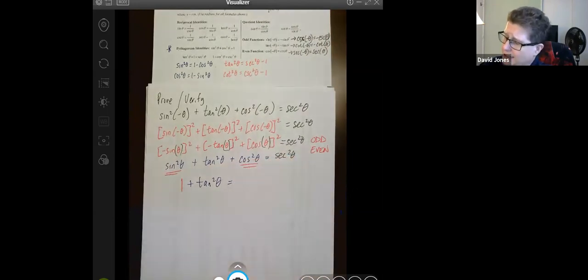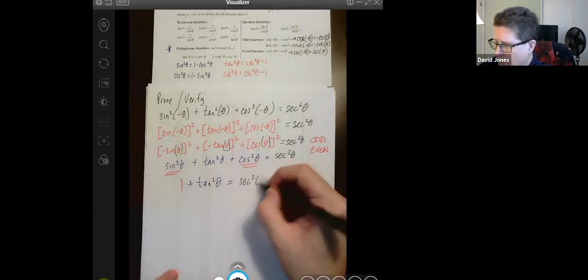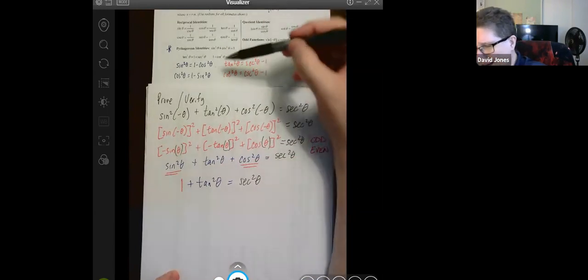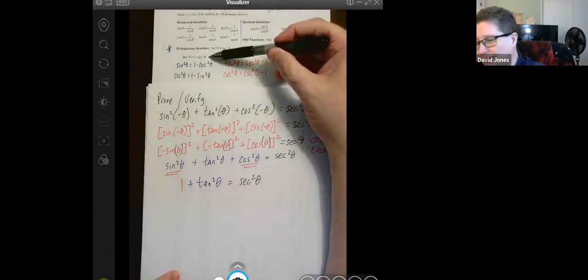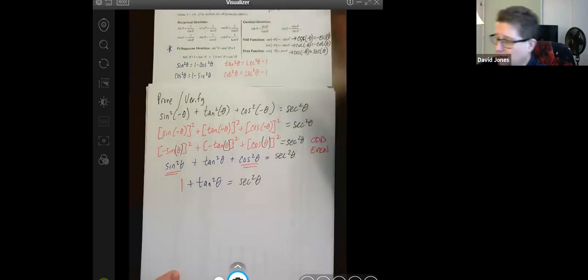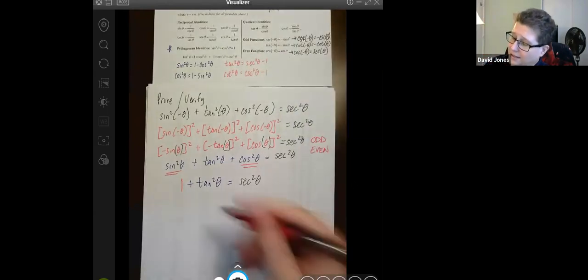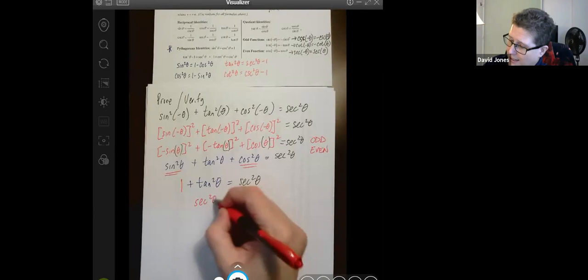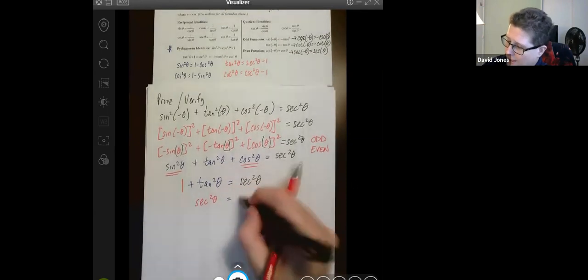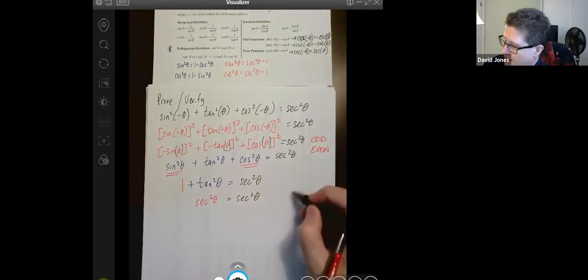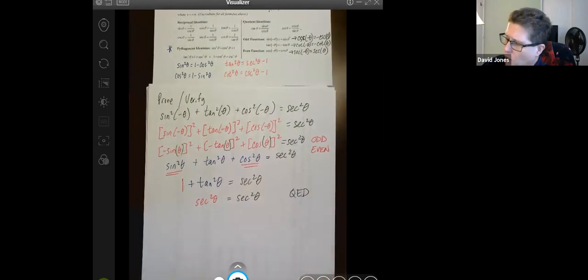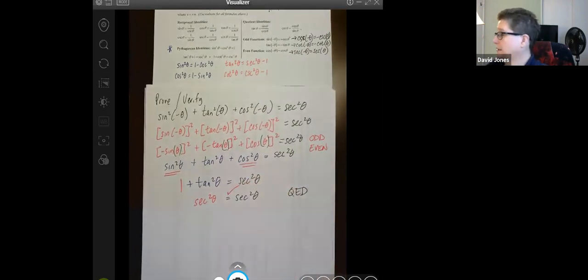We have a right-hand side is secant squared theta. We're almost done, right? This is the other part of the Pythagorean identity. We've got that one right there. Secant squared theta equals secant squared theta. QED or check mark.